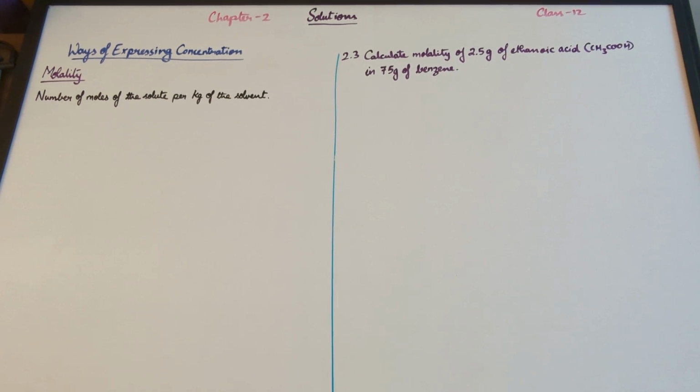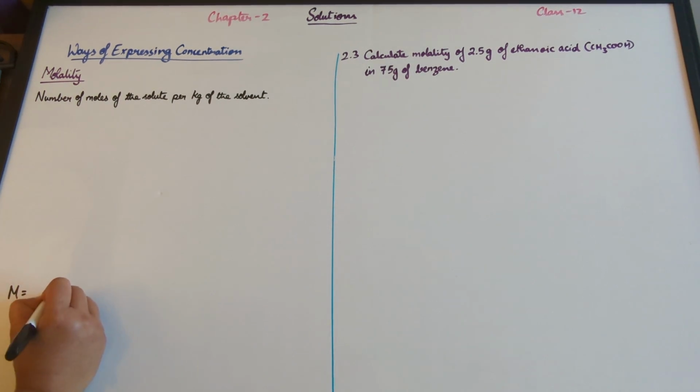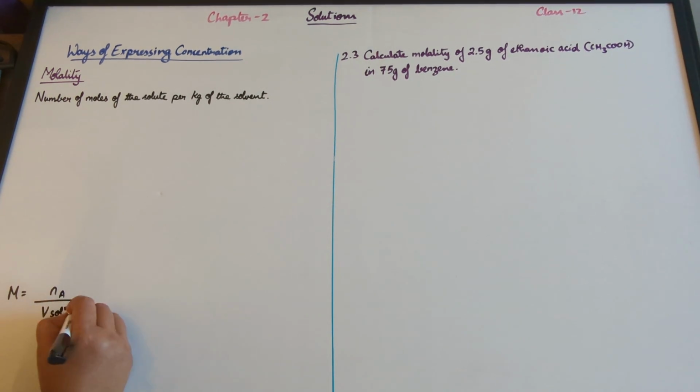We are discussing the various ways of expressing concentration, and the last one is molality. Molality and molarity sound quite similar, but they are a lot different from each other. Molarity is the number of moles of the solute divided by the volume of the solution in liters.